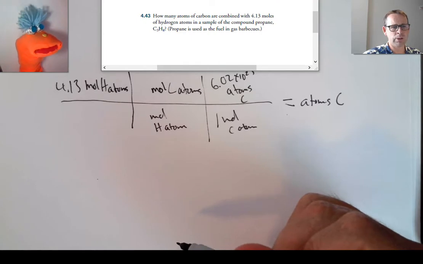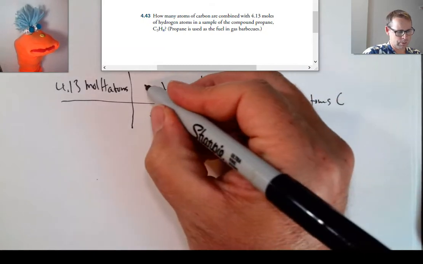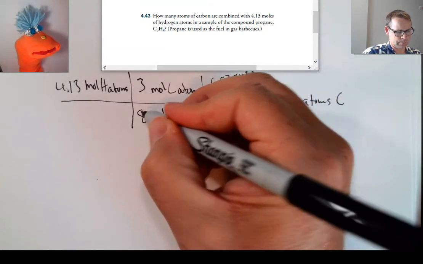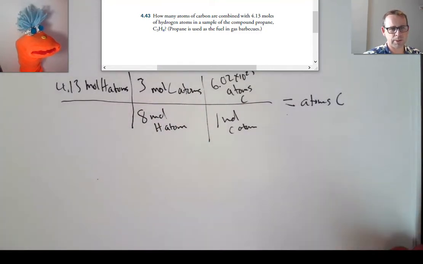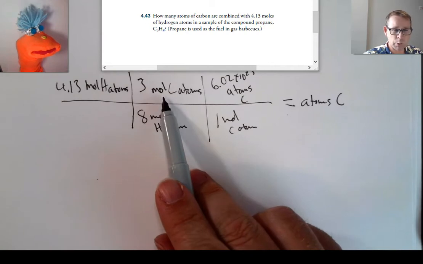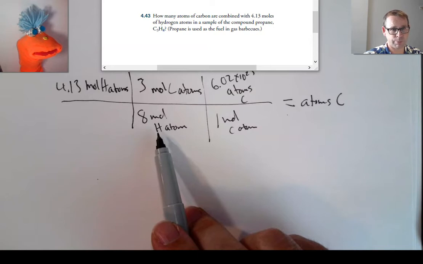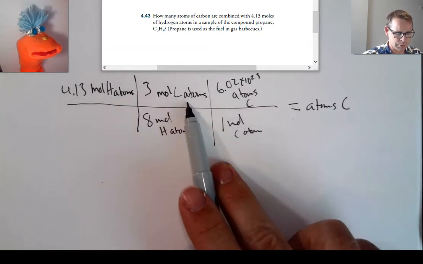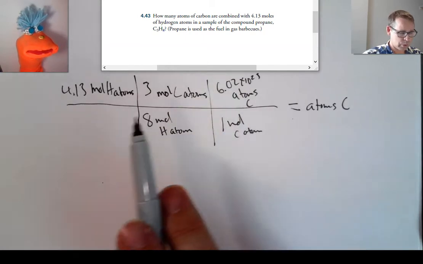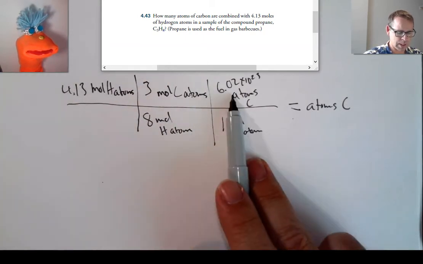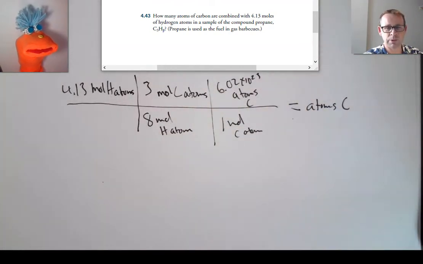Is that 3 to 8? Very good. 3 what? C3H8. So 3 carbons to 8 hydrogens. We know this ratio from the chemical formula there. So for every 3 moles of carbon that we want to have with hydrogen, it requires 8 moles of hydrogen, right? And then we're in moles of carbon there, and for every mole of carbon, we're going to need that many atoms of carbon. So 4.13 times 3 divided by 8 times that big number, Avogadro's number they call it, and that is our atoms of carbon.